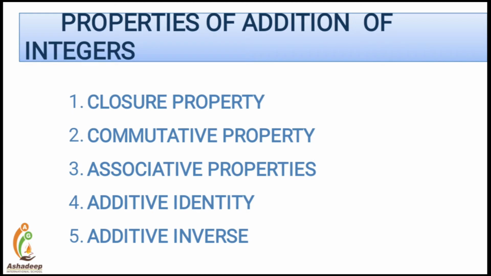Here are the names of properties of addition which we will discuss one by one. First is closure property of addition, then commutative property, then associative property, additive identity, additive inverse. So these are the properties which we will discuss here one by one. So let's start.